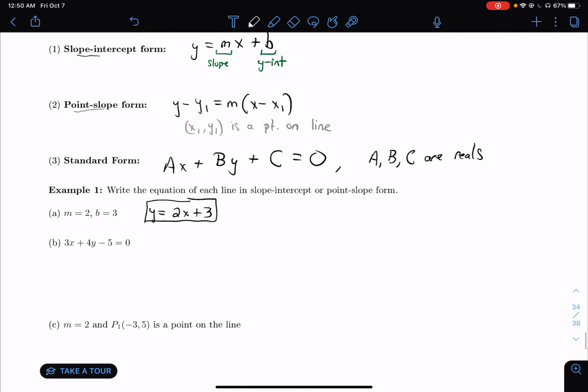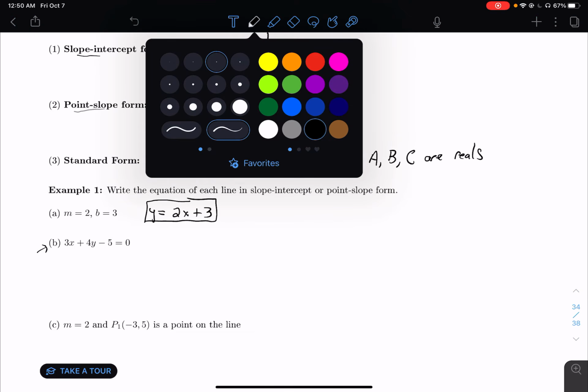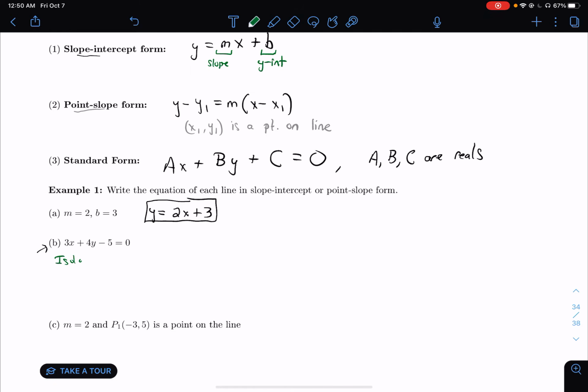Part B, I have 3x plus 4y minus 5 equals 0. This one is in standard form, so I'm going to try to isolate the y. If I isolate the y, I can get it in y equals mx plus b form. Let's move the other stuff over. I'll get 4y still over there, and then this will equal negative 3x plus 5. Now I divide by 4, so y equals negative 3x plus 5, all divided by 4.